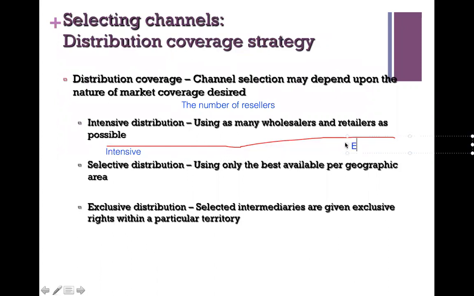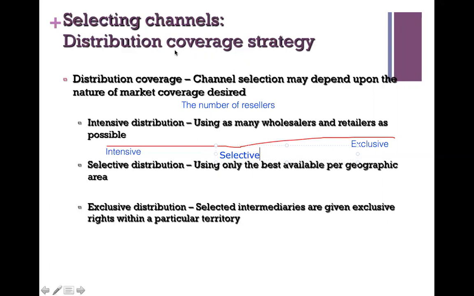On the other end, we have what we call the exclusive distribution strategy, where we only assign one marketing channel, and we give this marketing channel the rights to distribute our product in a certain area or territory. And in between, we have what we call the selective distribution coverage strategy. With selective, we adopt a few resellers to distribute our products in a geographic area. Hopefully that gives an idea.